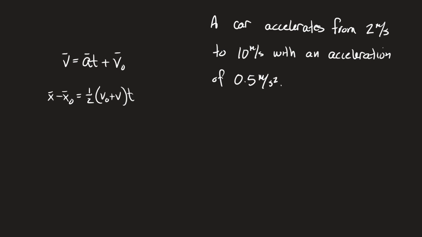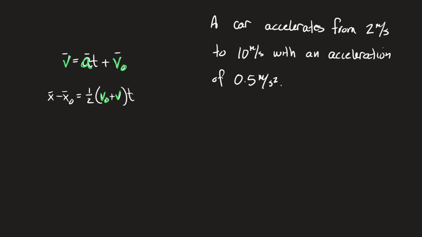Now if we look, based on what's been reported, the car accelerated from 2 meters per second, v naught, to 10 meters per second, v, with an acceleration of 0.5 meters per second squared, a. I've given 3 pieces of motion data. Judging by what I have, it looks like I could use this to figure out the time, right? It's one unknown. And once I know the time, I could use this to figure out the displacement. Watch.